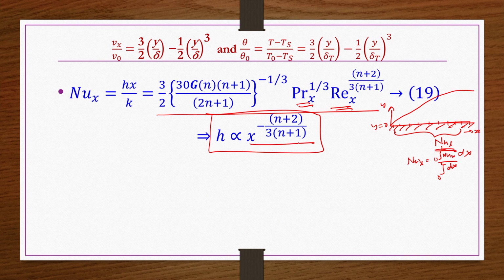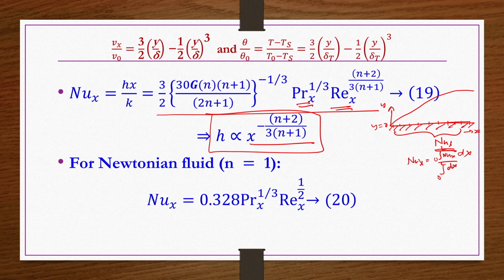So, h is proportional to x power minus n plus 2 by 3 n plus 1, that is what you will get. You can do the simplification. So, if you substitute n is equals to 1 in this equation 19, you get Nusselt number is equals to this one. You might remember this correlation for Nusselt number for a flat plate, that you might have learned by heart in the fluid mechanics or heat transfer course.